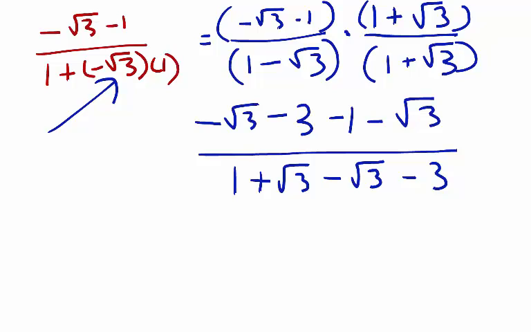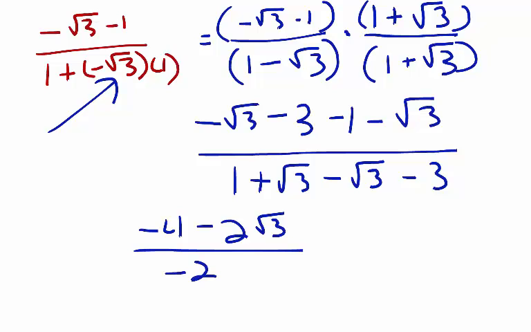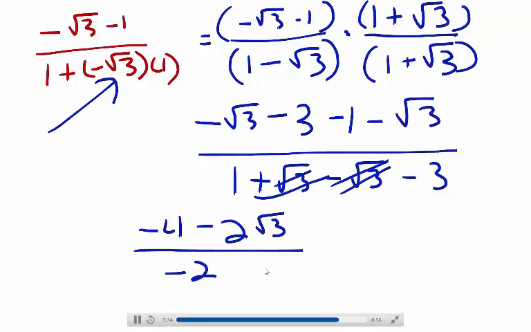I'll combine my like terms in the numerator. That gives me negative 4 minus 2 square root of 3 divided by, and then we have 1 minus 3, which is negative 2, and our two middle terms cancel out, which is what always happens if you multiply by the conjugate.